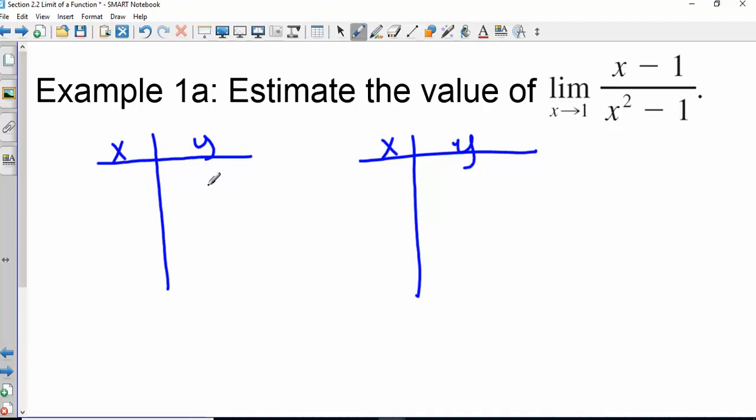So we need 2 tables. Close to 1 that's smaller, so maybe 0.9, 0.99, 0.999. Close to 1 that's bigger, 1.1, 1.01, 1.001. And so then everybody grab a calculator. We're going to plug these in. So Logan, 0.9, Corbin, 0.99, Bell, 0.999, 1.1, 1.01, 1.001. Make sure you do parentheses around top and bottom.